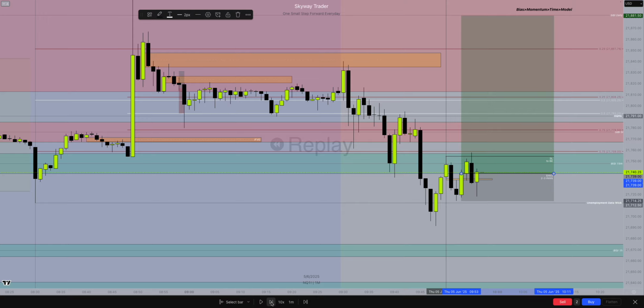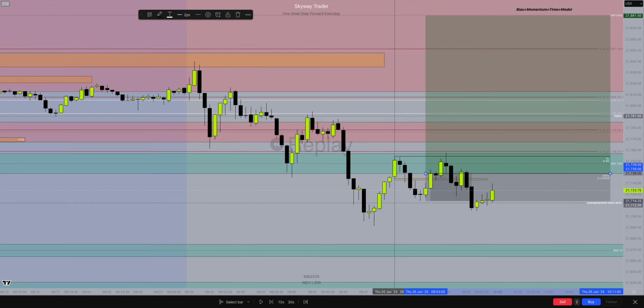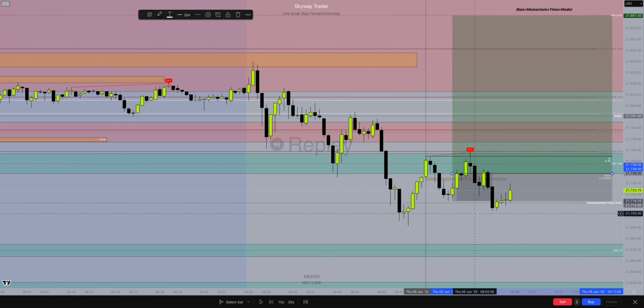We're still in macro time. So we took the lows out, but no inverse. Let's go lower time frame. There's a 30-second, but it's kind of just slowly grinding into it. Momentum's not there. So let's see. Bias, time, model. Do we have a model?